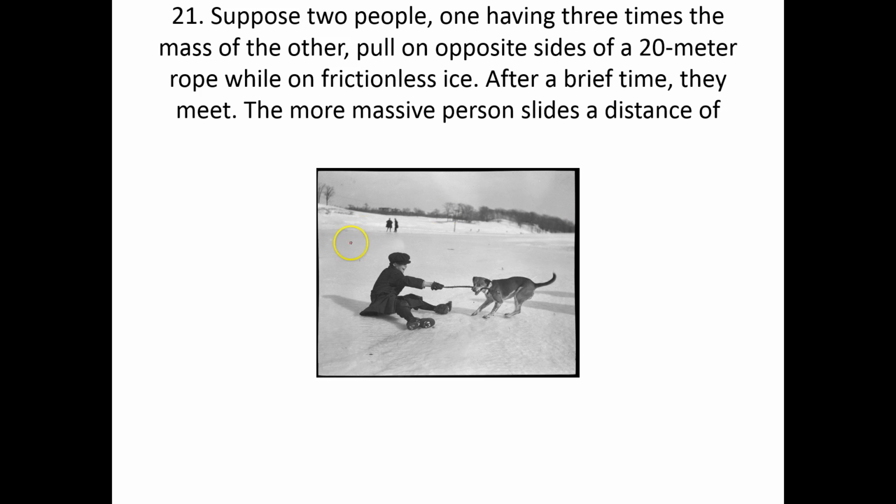Number 21, suppose two people, one having 3 times the mass of the other. So we'll say that this kid has 3 times the mass of the dog, and the dog only has 1 times the mass.